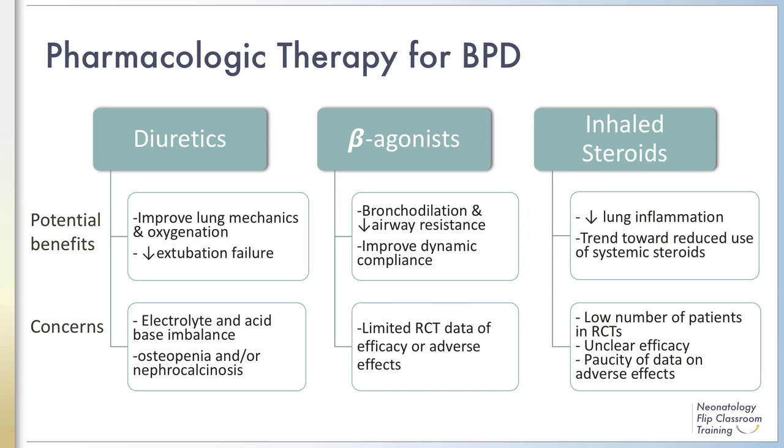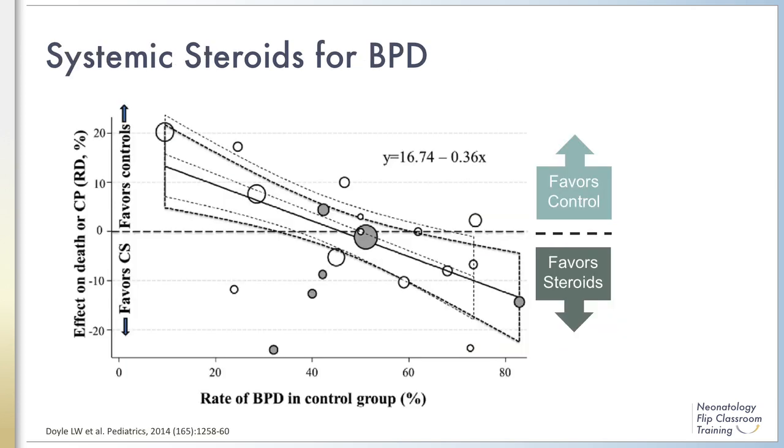Medical therapies such as diuretics, bronchodilators, and corticosteroids are frequently used in conjunction with respiratory support modalities in infants with BPD. Unfortunately, randomized controlled trials in this population are sparse, and definitive evidence of efficacy and/or safety for many of these drugs is lacking. This slide lists some potential benefits and concerns for these medications. Among these medications, systemic steroid use for the treatment of BPD has been the most controversial, mainly due to concerns for increased risk of neurodevelopmental impairment, particularly cerebral palsy.